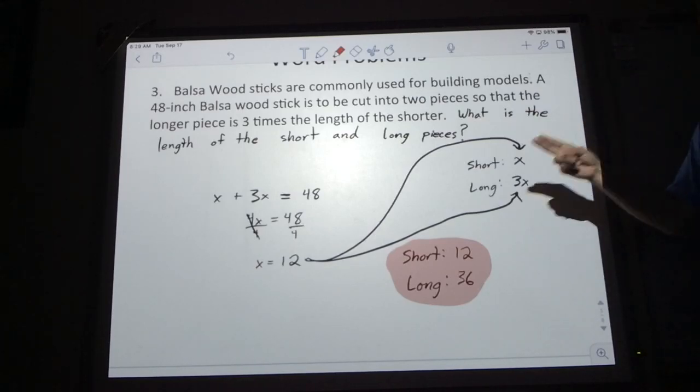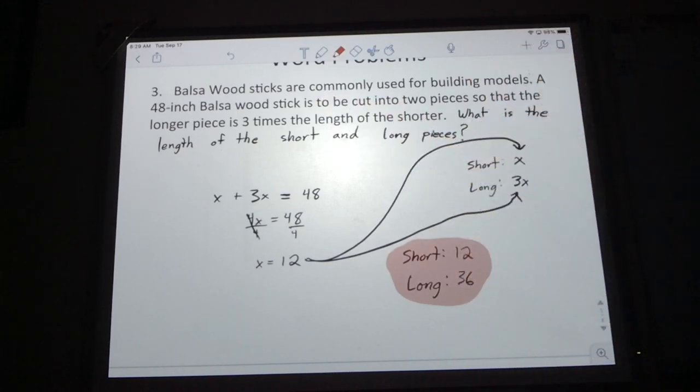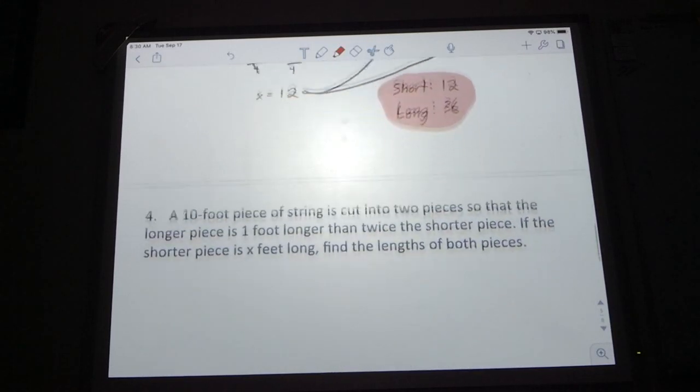Let's make sure it makes sense. It says the short and the long came from a piece of 48. So if you add those together, that does equal 48. So again, if you get stuff that doesn't, it's a very obvious reason why you made a mistake.